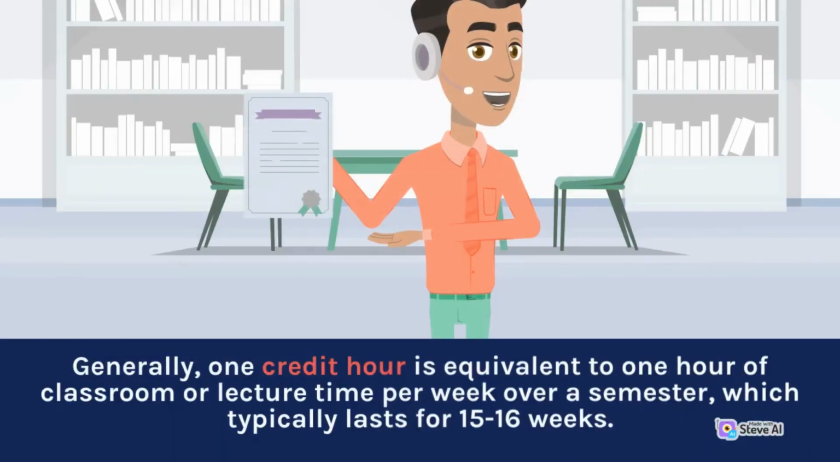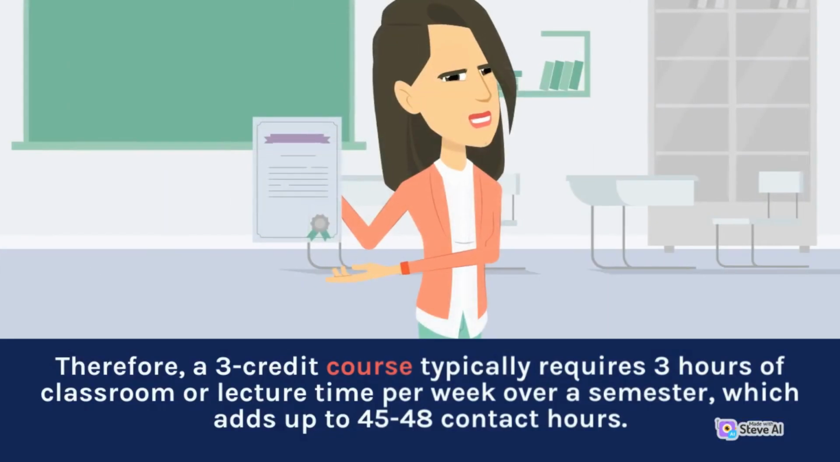Generally, 1 credit hour is equivalent to 1 hour of classroom or lecture time per week over a semester, which typically lasts for 15 to 16 weeks. Therefore, a 3-credit course typically requires 3 hours of classroom or lecture time per week over a semester, which adds up to 45 to 48 contact hours.